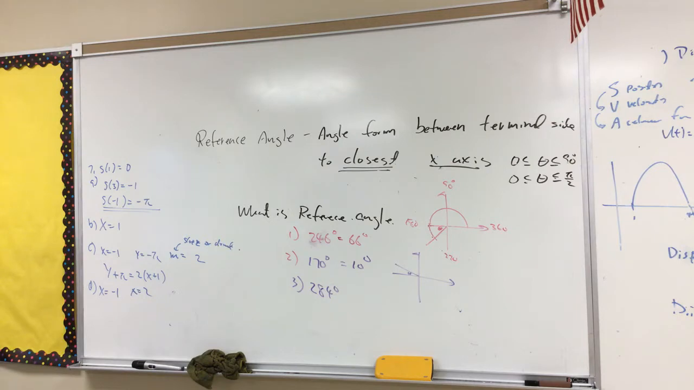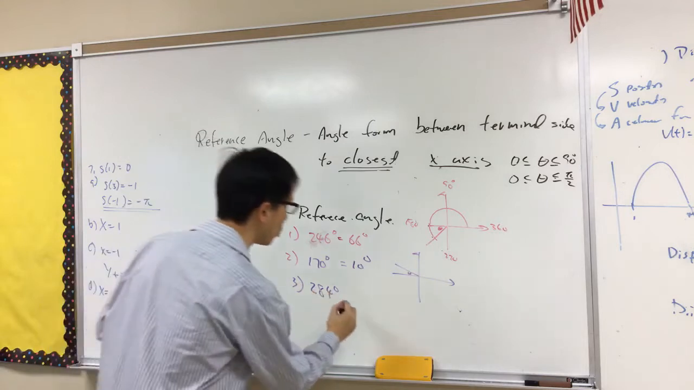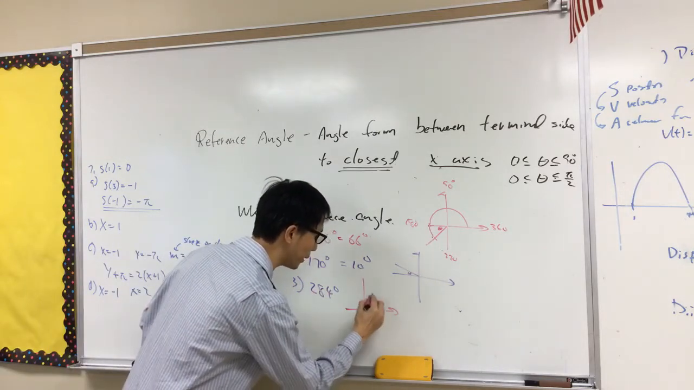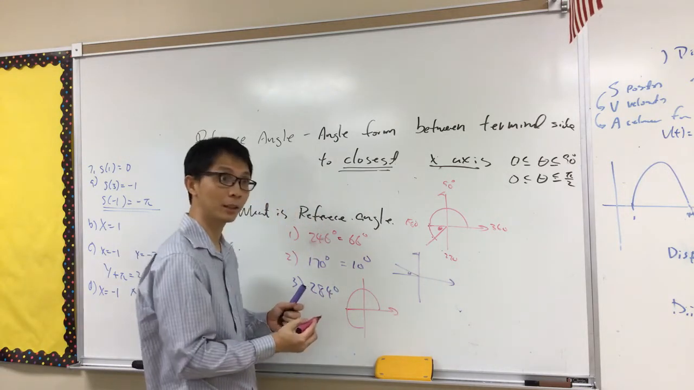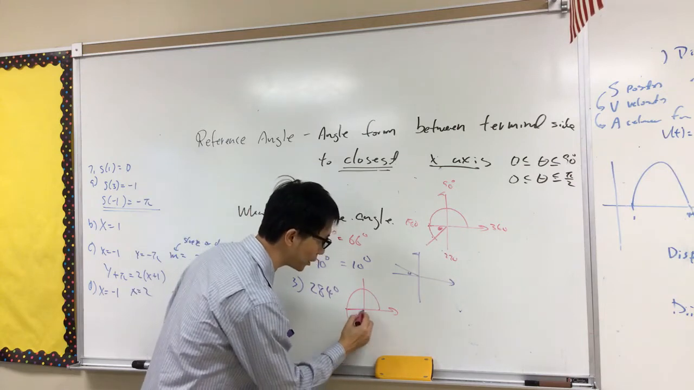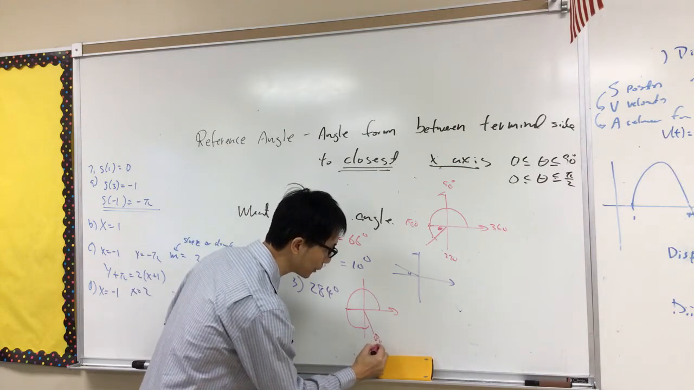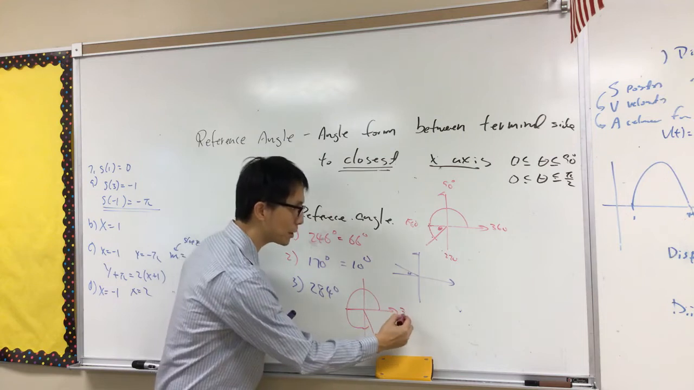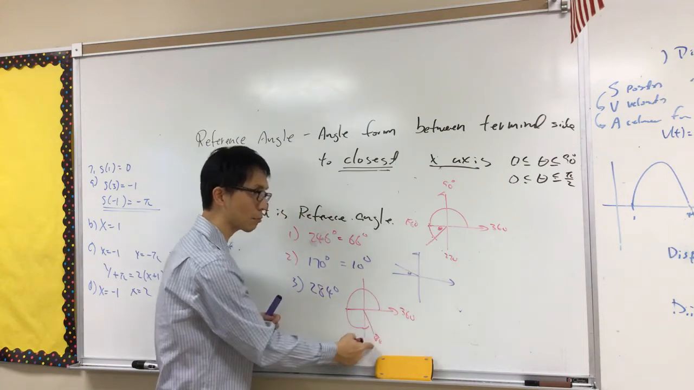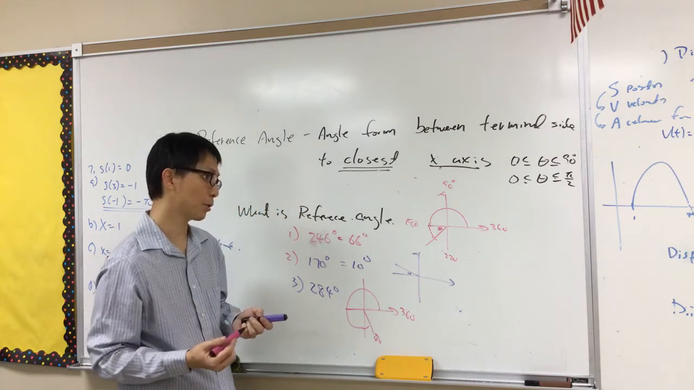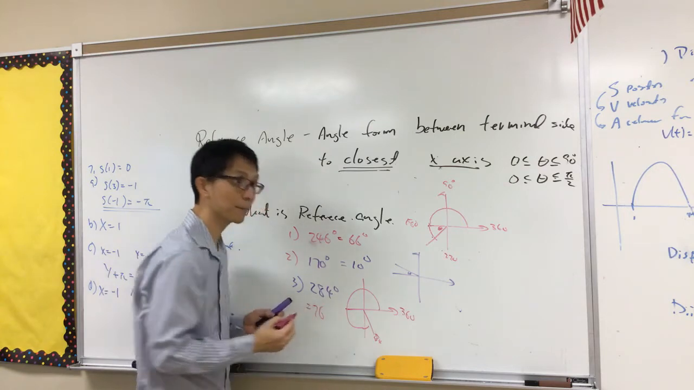Why is it 76? Closest to 360. Good. Because if you draw it all the way here, this is 270, and all the way to here is 284. But here is 360. So it's 360 subtract 284, which is equal to 76. Good job.